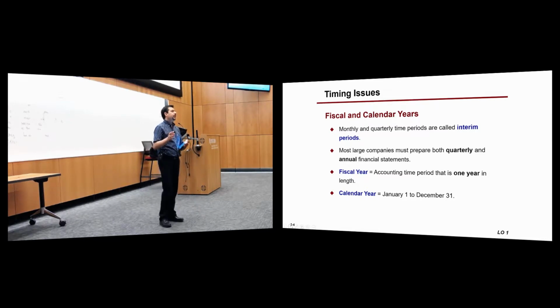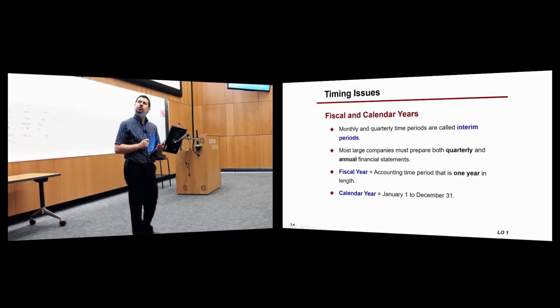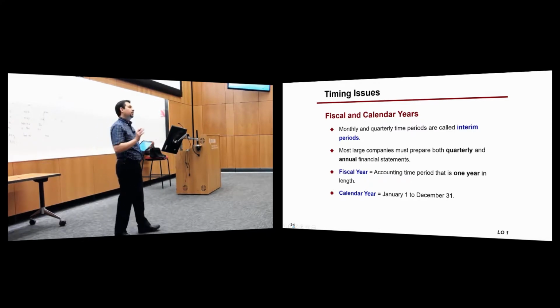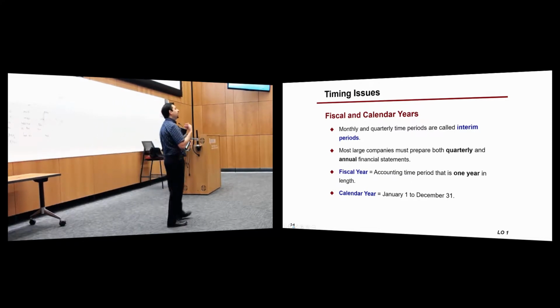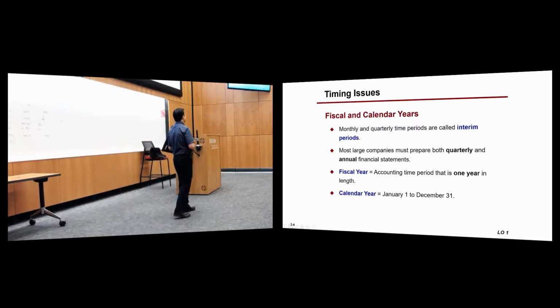Quarterly and monthly accounting periods are what we usually call interim periods. All publicly traded companies have to provide yearly financial reports, the annual reports. They also provide quarterly reports. Monthly reports are not usually published. Most of the time they are used for internal purposes. Any questions?